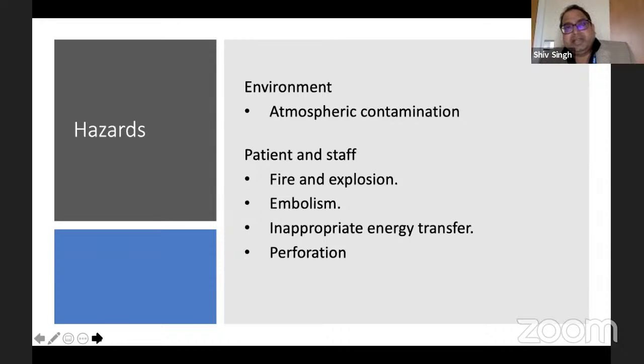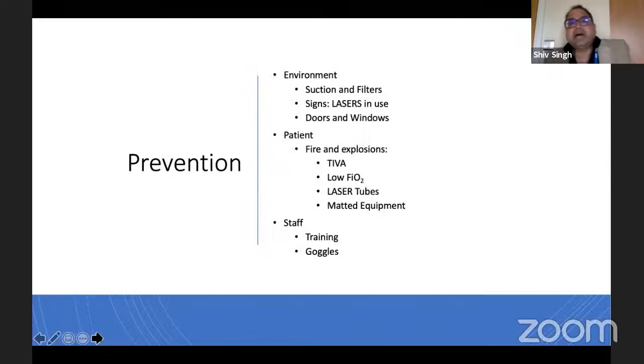And in the areas around which the laser is used, blood vessels or hollow viscus, they can cause perforations, and that's because of, again, inappropriate energy transfers there. So how do you prevent this in the environment? Make sure that you use suctions and filters. You make sure that there are laser boards across the doors, and the doors and windows are closed and have appropriate level of protection.